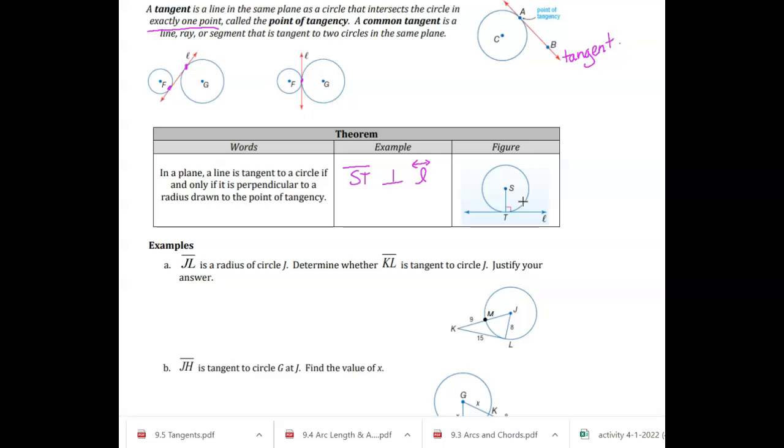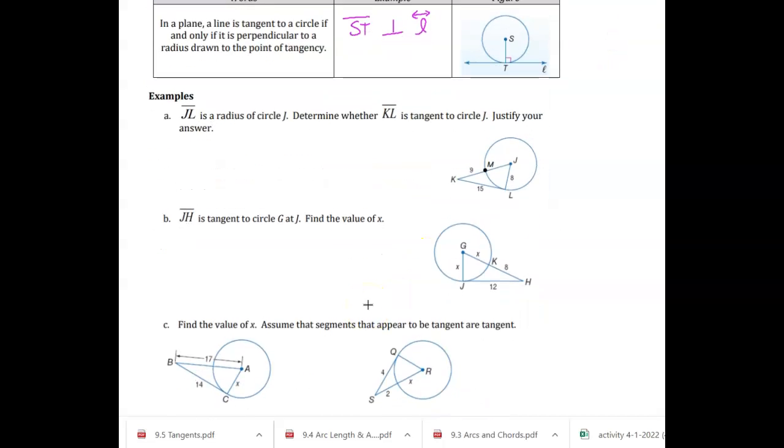All right, so let's look at some examples. They tell you that JL is a radius of a circle, which we see, and it looks like it's length 8. Determine whether KL is tangent to the circle or not. Well, if KL is tangent, then what we want to know is, is that going to be a right angle? They give us some other measurements. So if it's a right triangle, then the Pythagorean theorem should be true. That's what we want to check.